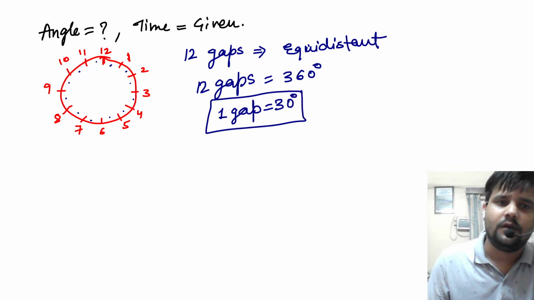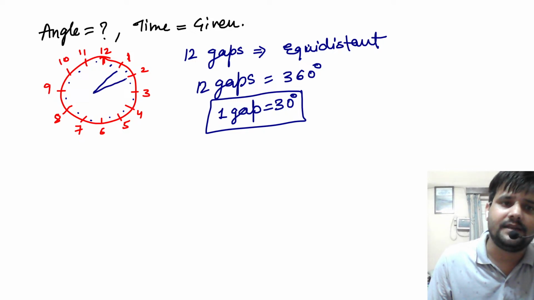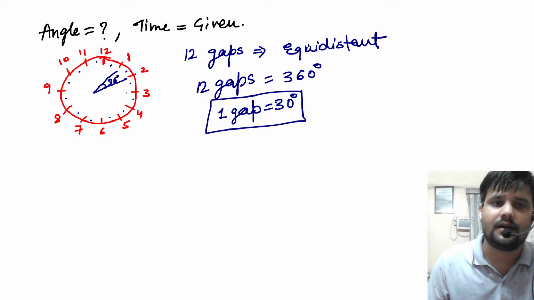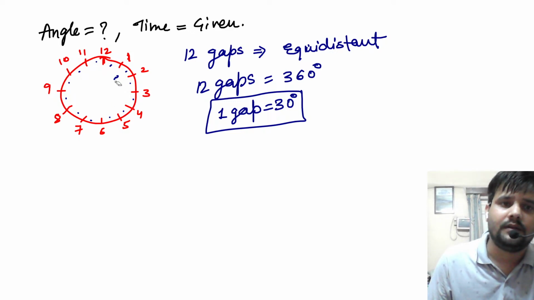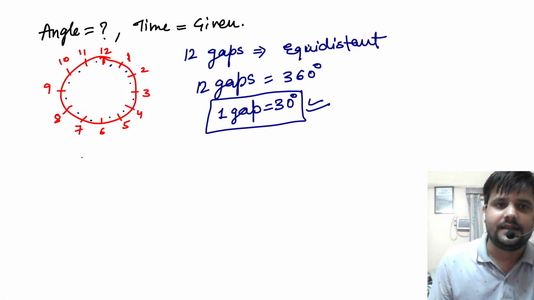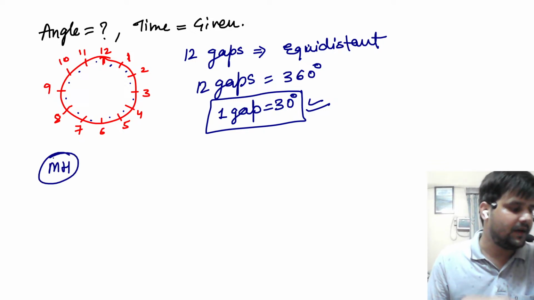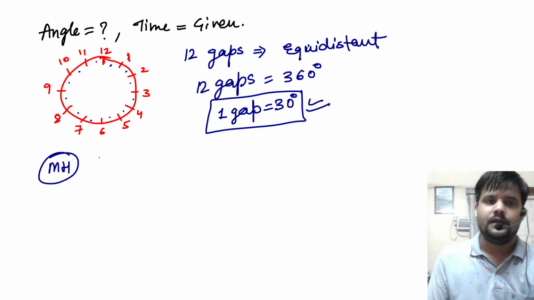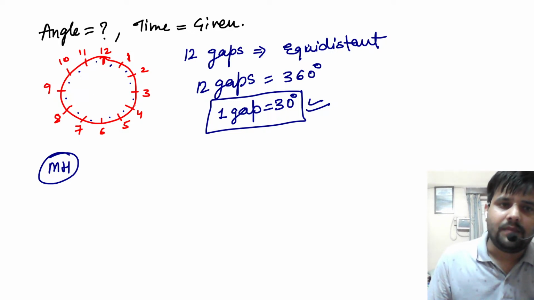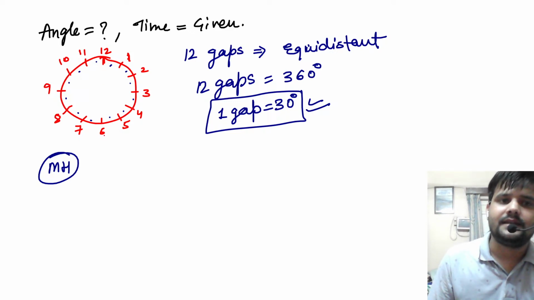Getting a point? So if I make an angle like this, when the needles are at this, this angle will be 30 degree because it is covering exactly a complete gap. So one gap is 30 degree. Just remember it for solving the question. Second thing is, let's talk about minute hand. To complete a circle, minute hand takes how many minutes?